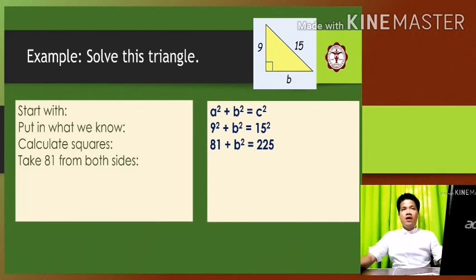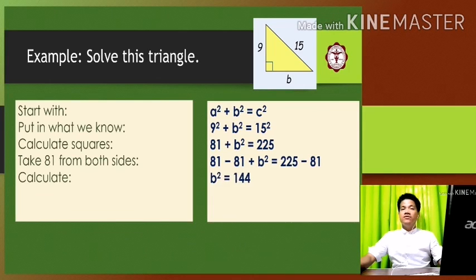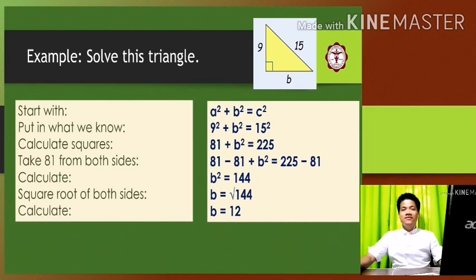To solve for b squared, we need to take 81 from both sides to balance the equation. So we will have 81 minus 81 plus b squared is equal to 225 minus 81. So b squared is equal to 225 minus 81, which is 144. And to get the value of b, we need to get the square root of both sides. So b is equal to the square root of 144, and b is equal to 12.